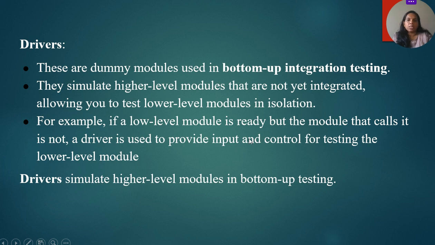Second one is drivers. These are dummy modules used in bottom-up integration testing. They simulate higher-level modules that are not yet integrated, allowing you to test lower-level modules in isolation. For example, if a low-level module is ready, but the module that calls it is not, a driver is used to provide input and control for testing the lower-level module. Drivers simulate higher-level modules in bottom-up testing.